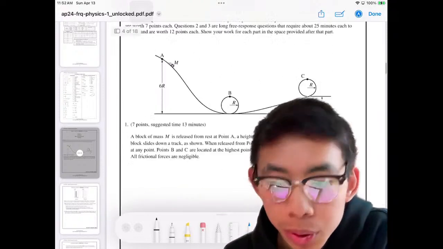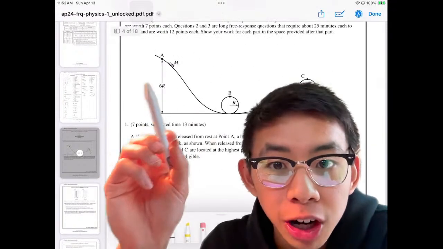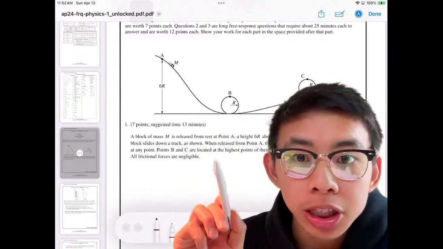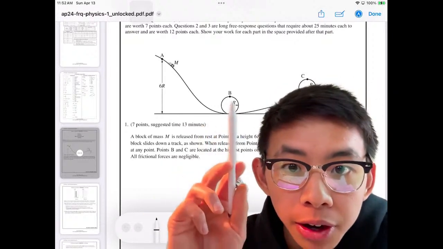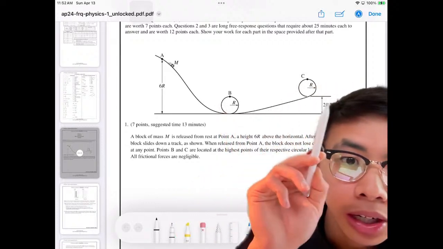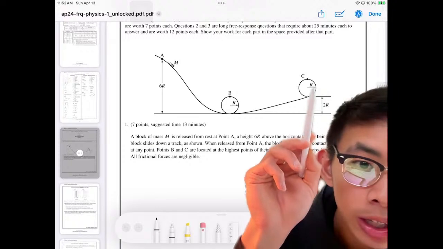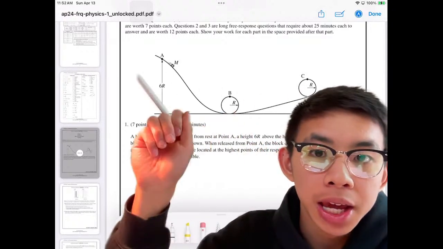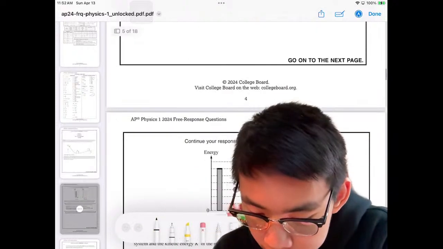Okay, sweet. So we have this block. It starts at 6r right up here. It's going to go down, do a loop to loop at this smaller thing right here, go up, and then do a loop to loop here. Go over here, this has 2r. This radius is r, and this radius is also r. And then we have three points, A, B, and C. Okay, let's keep on going.